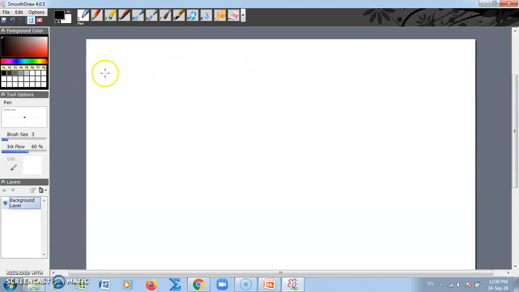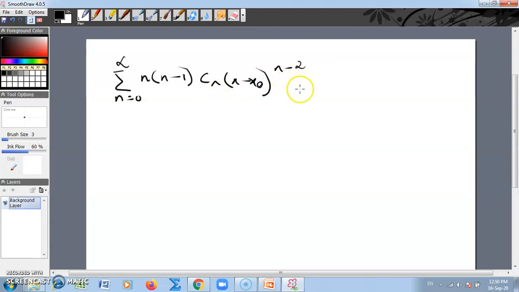When we substitute it, instead of y double dash we will get what? y double dash was equal to summation n(n minus 1) Cn (x minus x naught) to the power n minus 2, n goes from 0 to infinity. This was our first term of equation 1. Then after that we had plus p(x) into y single dash.